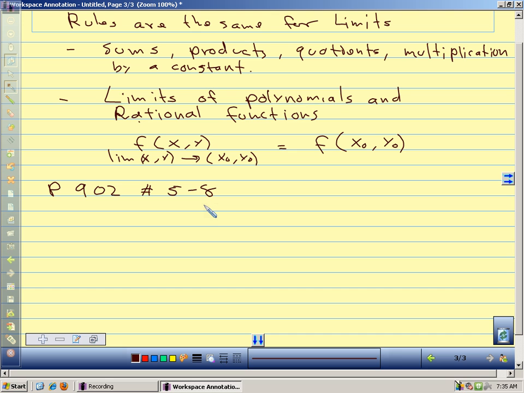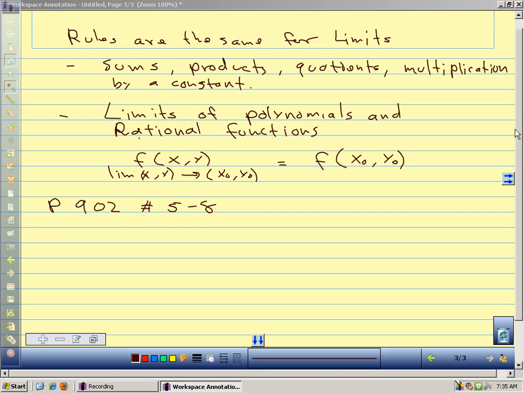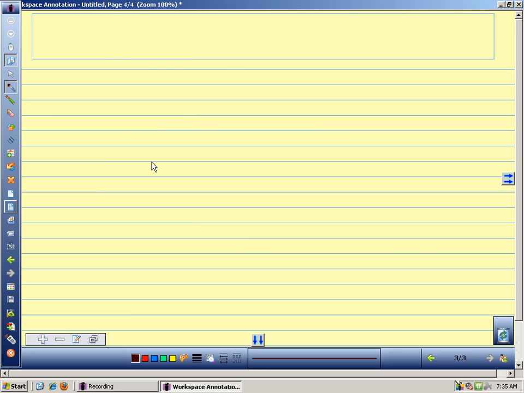Now keep your books out because we're going to be looking at some more problems in just a minute. So this result is going to be important, that limits of polynomials and rational functions are just found by evaluating the function at the point we're interested in, and the limit exists everywhere the function exists. So let's talk about continuity, because continuity has something to do with limits. We want to talk about the continuity of multivariable functions.